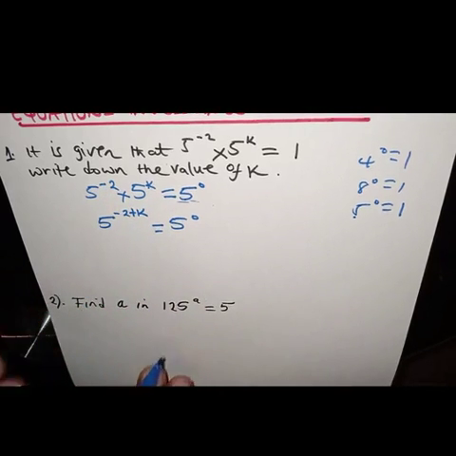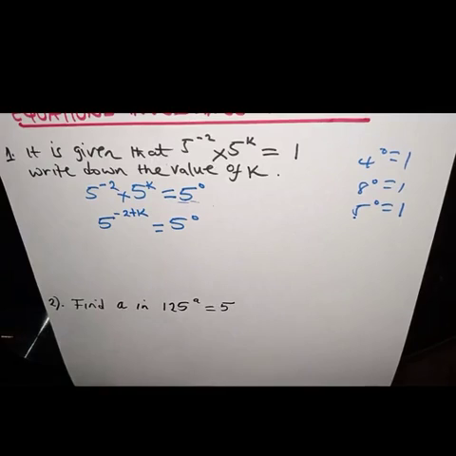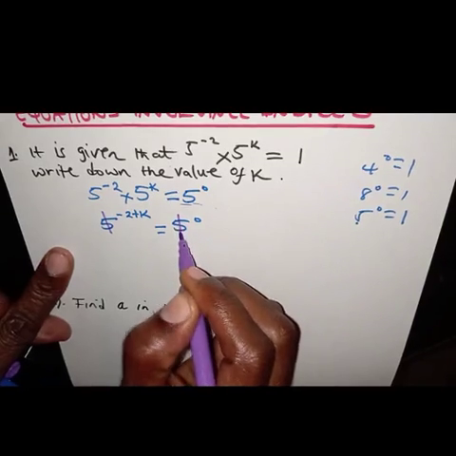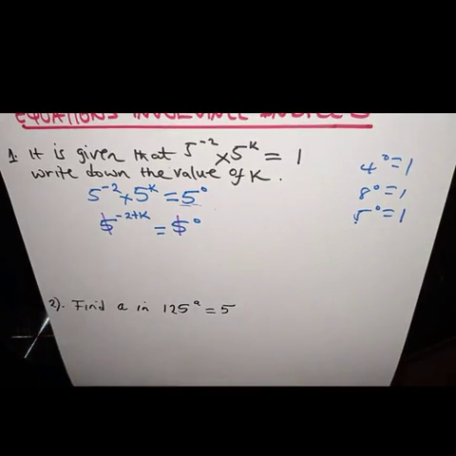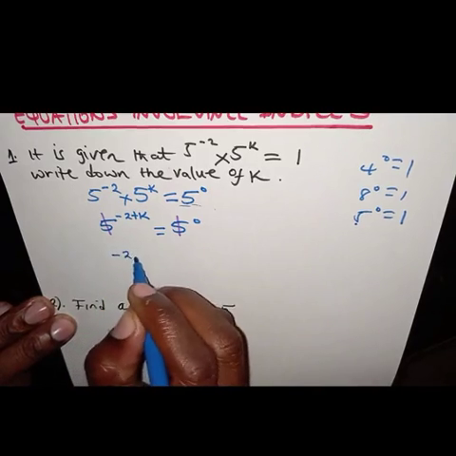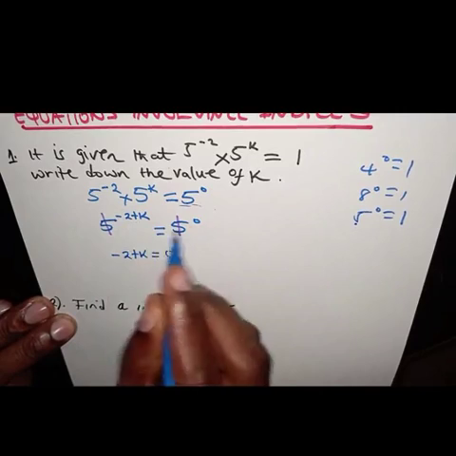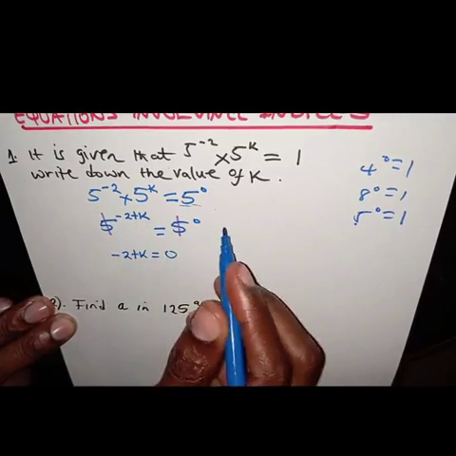So now we also wrote other concepts the other day. Whenever we have equal signs and same bases, what we're supposed to do is to cancel those same bases, and equate the powers. Equate what remained. We remained with this, negative 2 plus k is equal to 0.